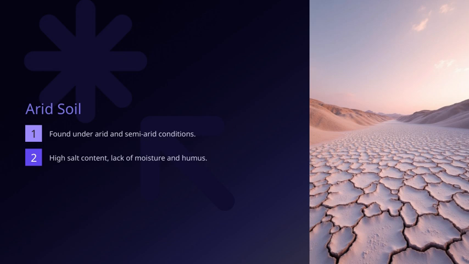This combination of high salt, low moisture, and minimal organic material creates a challenging environment for plant life. But understanding these conditions is crucial for effective land management and agriculture in such areas. Overall, arid soils are a clear example of how extreme environmental factors shape soil properties and influence ecosystems.